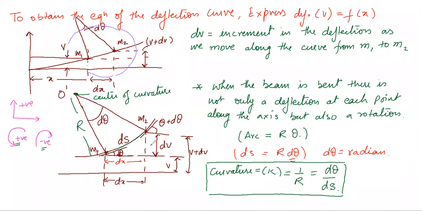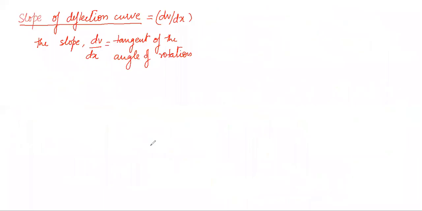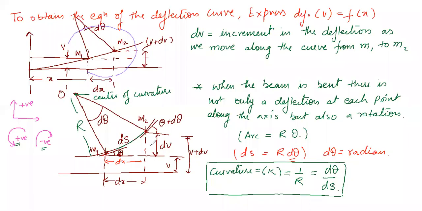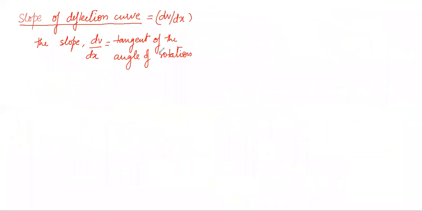so we just consider that dv by dx is equal to tan theta. So that is the tangent of the angle of rotation. It is defined as dv by dx equals tan theta. Based on this, you can also find out the angle, so theta can be defined as tan inverse of dv by dx.